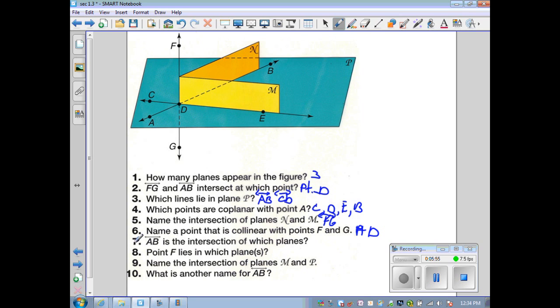7. Line AB is the intersection of which planes? Two planes intersect to form a line. Therefore, the two planes that intersect to form line AB would be plane N and P. 8. Point F lies in which plane or planes? Point F would be contained in two planes. Since it is part of the line of the intersection of planes N and M, therefore F is in N and M.